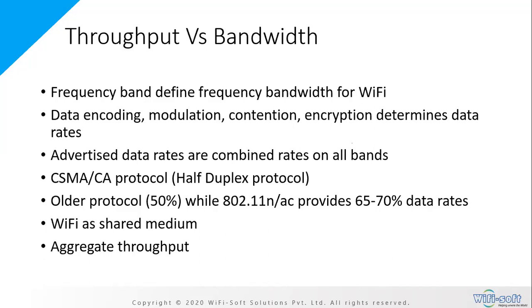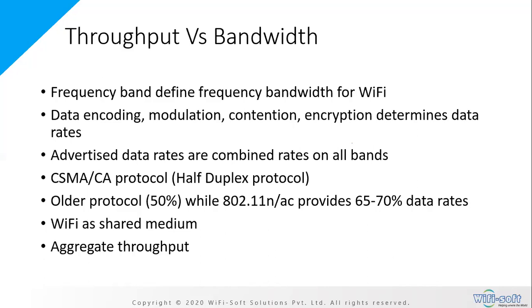So the other important factor that goes into what is the aggregate throughput. Whenever we are talking about Wi-Fi or Wi-Fi performance, what people talk about is aggregate throughput. What aggregate throughput means is the throughput or the data rates that a particular device, let's say my laptop, currently connected to my Wi-Fi access point, is going to get, right?